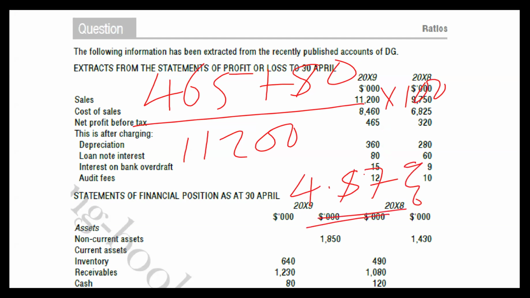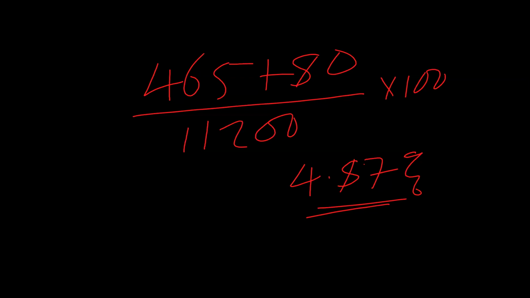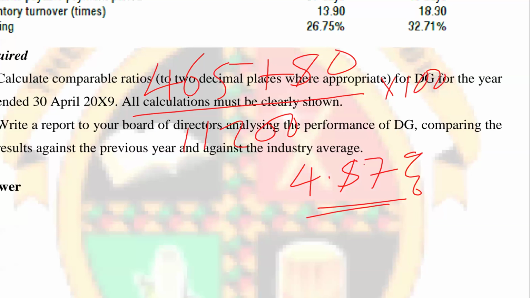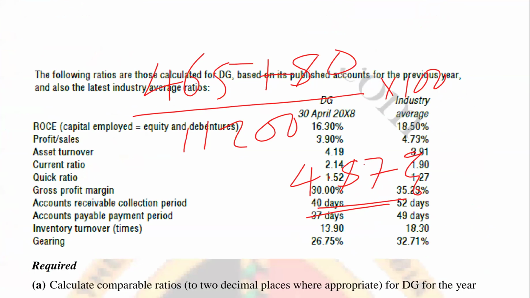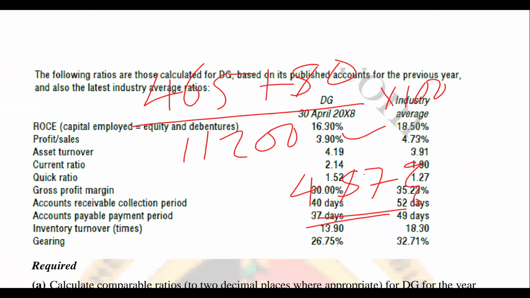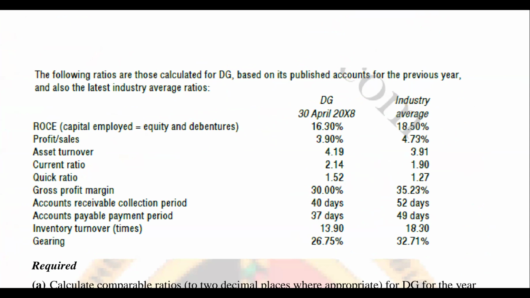4.87%. So when we compare this now, we can compare this to the industry and also to 2018. In 2018, it was 3.9, right? Definitely, we are doing better in 2019. In the previous year, it was 4.73. We are slightly doing better again. So generally, in terms of profitability, using these two ratios, we are doing better than the previous year and also than the industry.